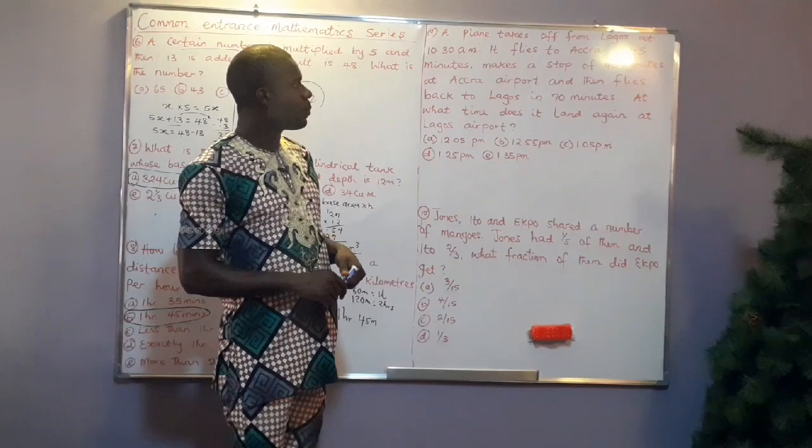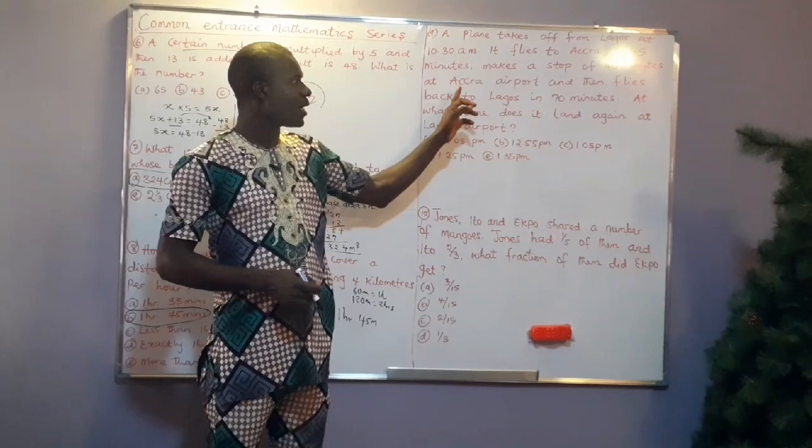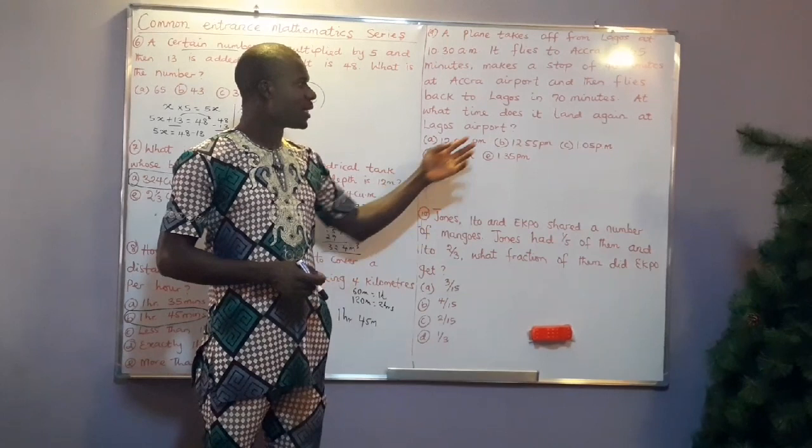Question number 9. A plane takes off from Lagos at 10:30 a.m. It flies to Accra in 65 minutes, makes a stop of 40 minutes at Accra Airport, and then flies back to Lagos in 70 minutes. At what time does it land again at Lagos Airport?